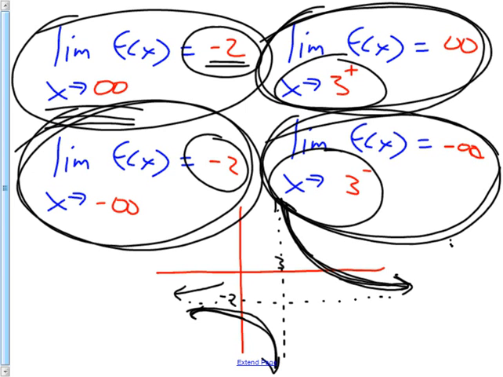Going towards 3 from the negatives. From the negatives is over here. Going closer and closer to 3, I'm going to be forced down there to -infinity. Yep, that's right. So there's my answer. Looks like that.